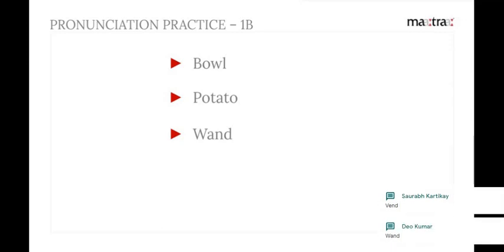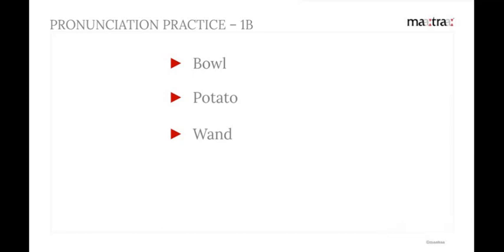Saurabh, it won't be wend. Wend is a completely different word. So W and V: the difference is you bite your V's and you kiss your W's. So when you kiss, you make a certain shape of your mouth, right? That is the shape that you have to make with W. Next one. Onion.